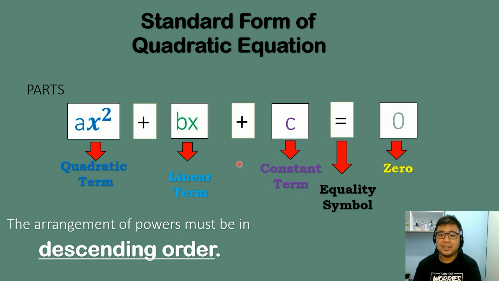Wala siyang kasamang variable. Then, tatandaan din natin sa standard form of quadratic equation, dapat ito ay naka-arrange in descending order. Meaning to say, from the highest up to the lowest exponent, magsisimula tayo sa pinakamataas na exponent, pababa. And then, nasa dulo yung equal 0. So, this is the standard form of the quadratic equation.